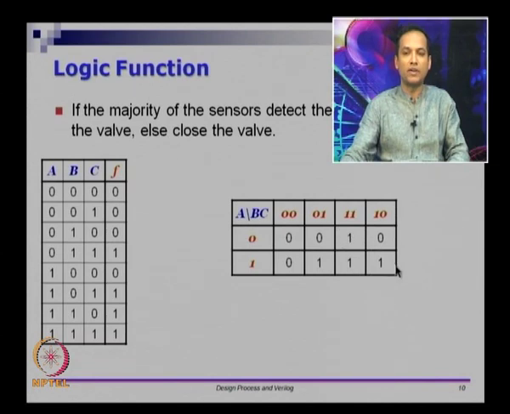Written as a Karnaugh map, you have this entry. You know how to write it, so I will not go into the details now. Now I want to map these things. To map, there are 3 groupings of 1 that are possible.